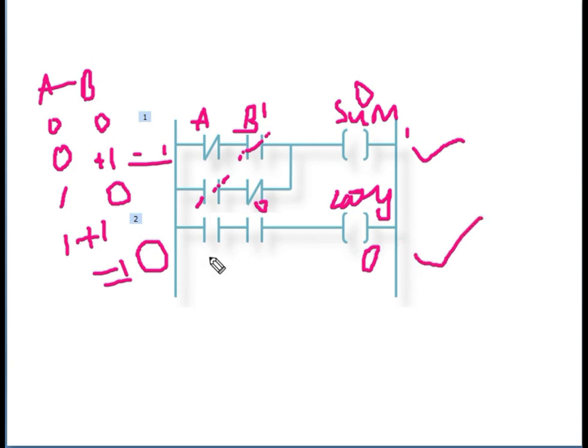If you are giving 1 1 to carry, this NO becomes NC and this NO becomes NC, and your load is getting on. But if you are giving only one of them as 1, this NO becomes NC, but the other NC becomes NO. So there is no supply, it becomes 0.